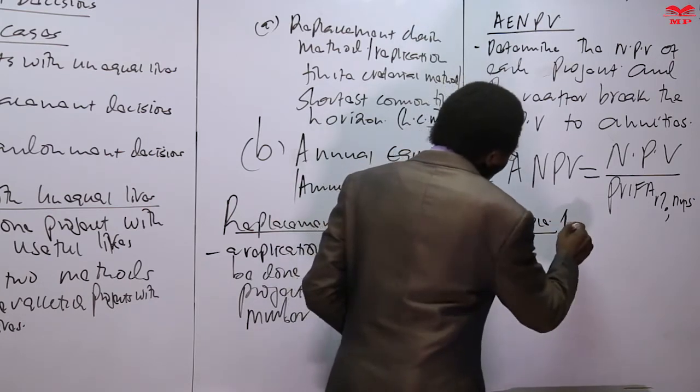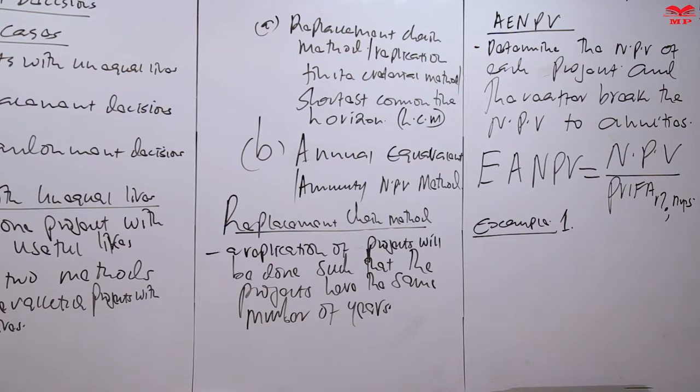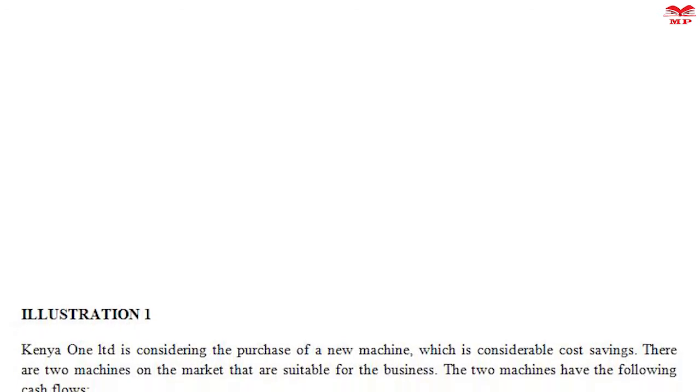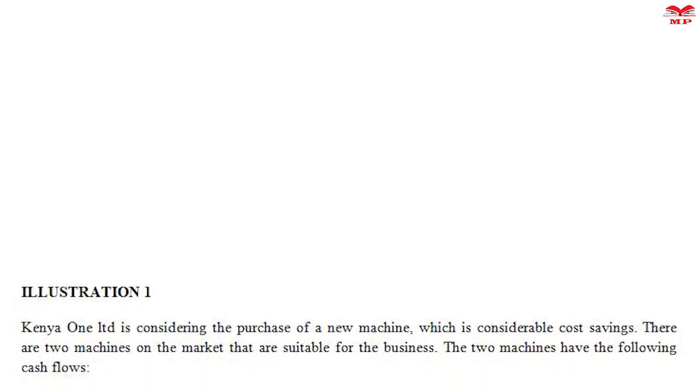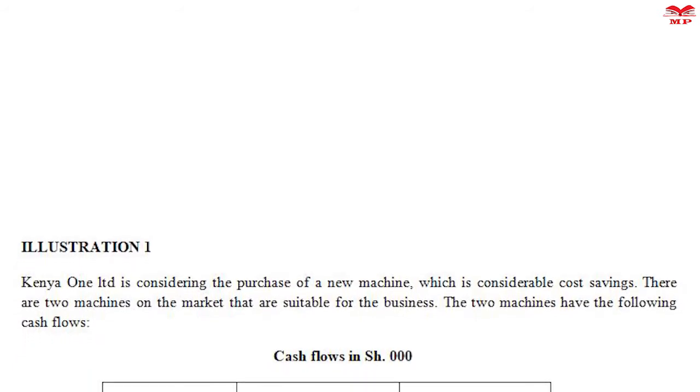An illustration 1 in this area. An illustration 1 is that question you are seeing there, and it's saying, question 1, Kenya 1 Limited is considering the purchase of a new machine, which is considered to be cost savings.